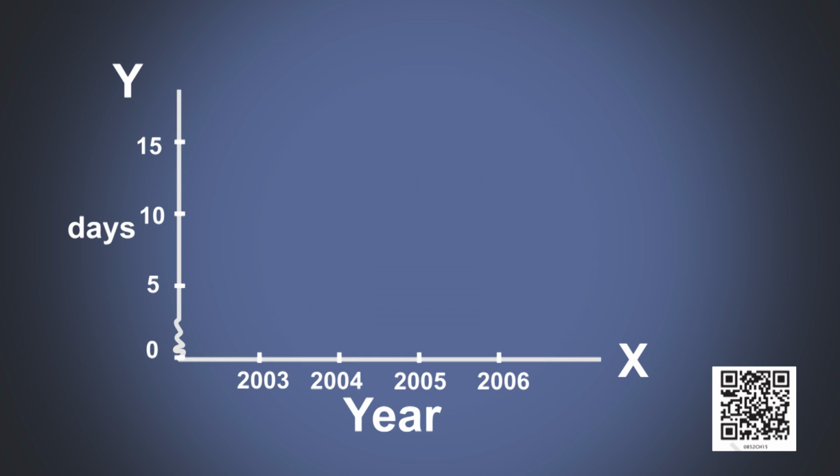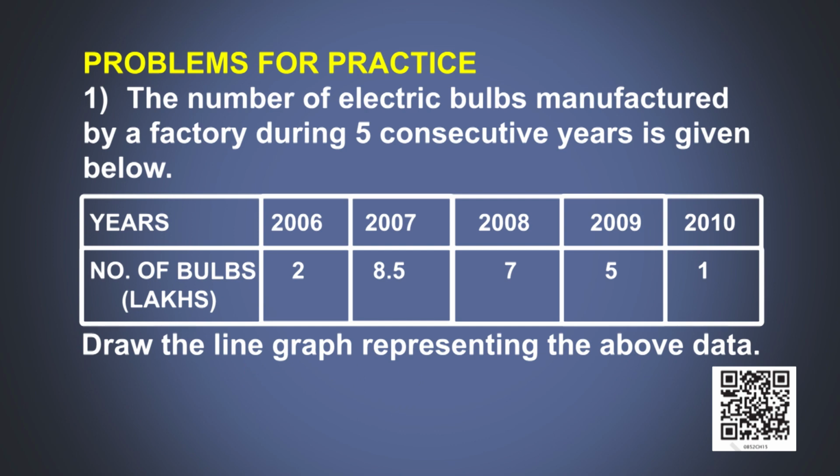First, let us represent the data by points. That is, in the year 2003, you have 8 days of snowfall. In the year 2004, you have 10 days of snowfall. In the year 2005, you have 5 days of snowfall, and in the year 2006, you have 12 days of snowfall. Then connect these points by line segments. Solve this problem as an exercise.